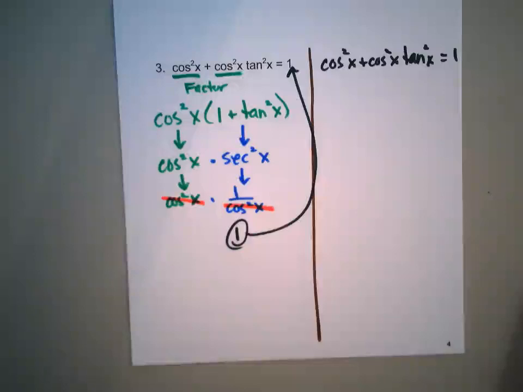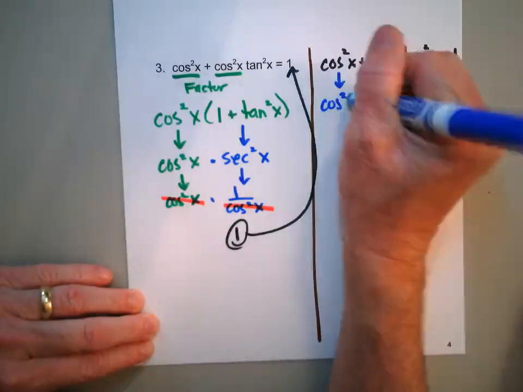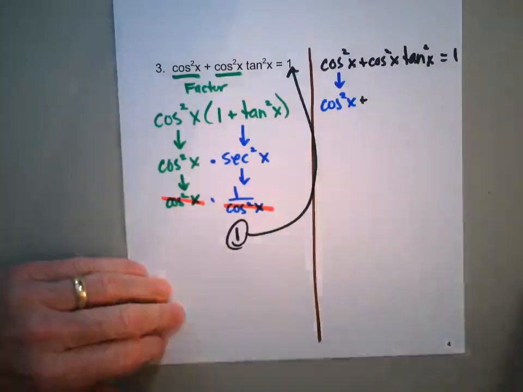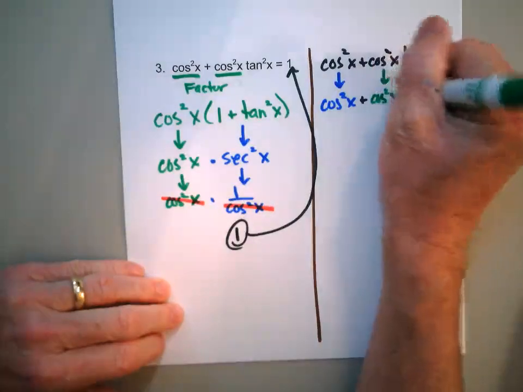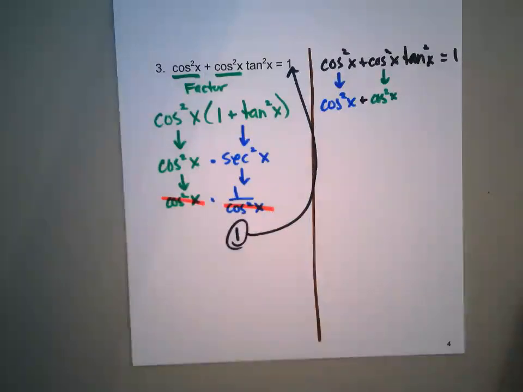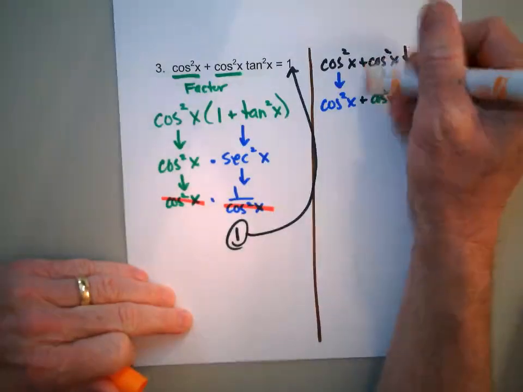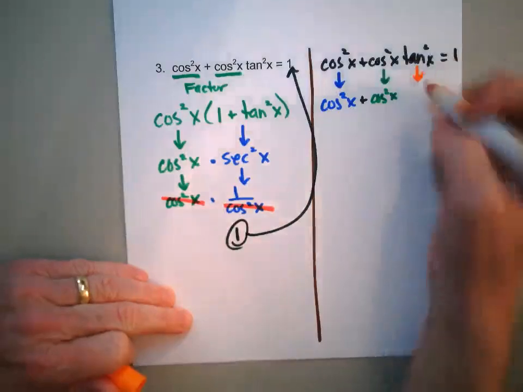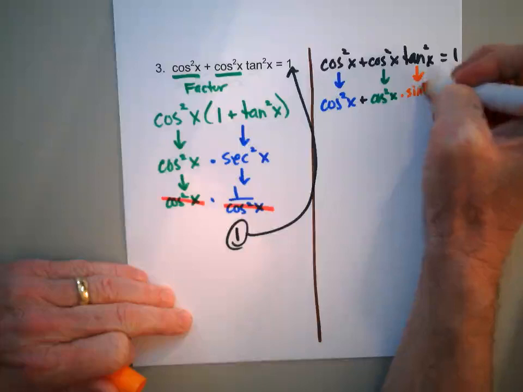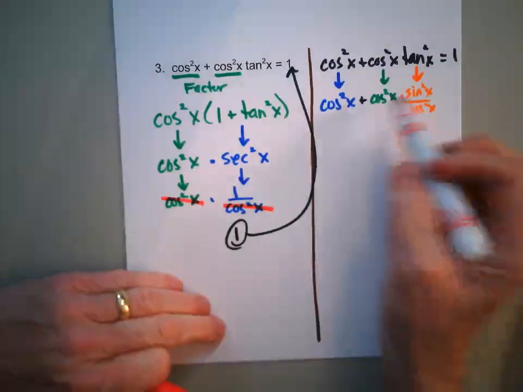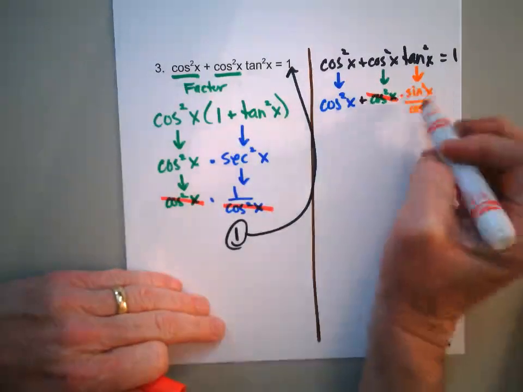Okay, same problem. All right, so cosine squared. I'm going to leave it alone. Cosine squared x plus this cosine squared x. I'm going to leave as cosine squared x. The tangent. Notice that there was an addition sign here, but it's multiplication here. So this is now times sine squared over cosine squared. Because this is multiplication, the cosines will cancel.